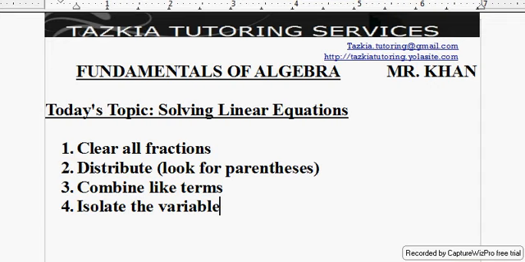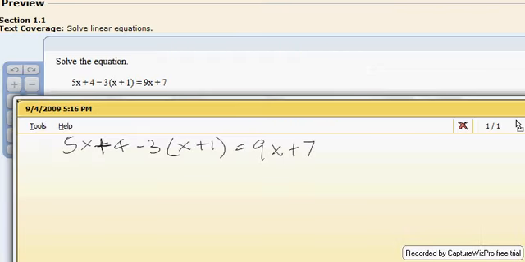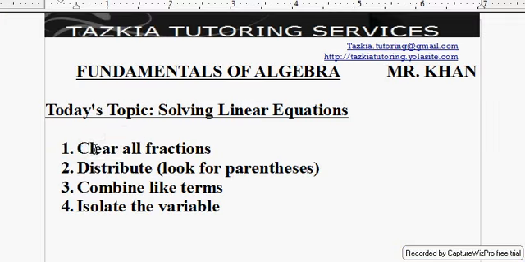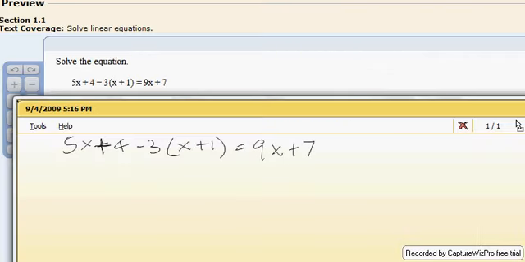Now let's take a look at the rules again. First, we must clear all the fractions if there is any. So I look around this equation, there are no fractions. I'm done with that step. I don't need to worry about that. So I'm looking at the second step here. Distribute, looking for parentheses. Are there any parentheses here? Yes. How do I distribute?